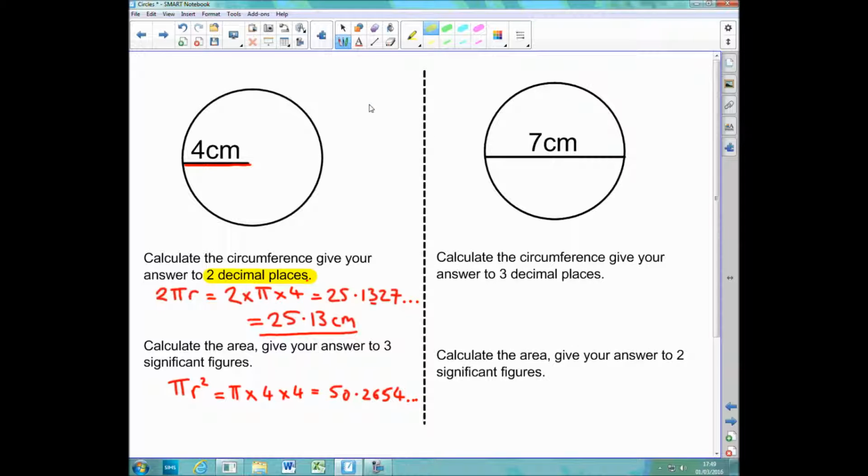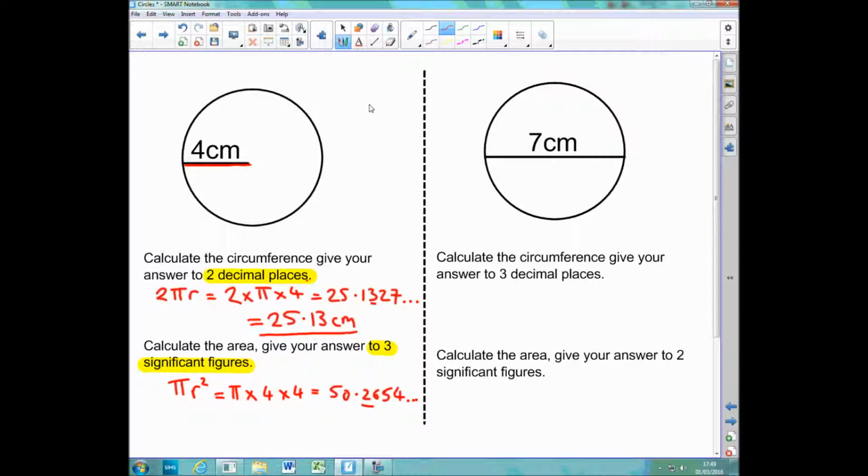Okay, so this time your question's asking to give your answer to 3 significant figures. Now, what that means is that instead of counting the decimal places, we're going to start counting from the very first number, this 5. And we can see that the third significant figure is 2. It's the third digit that appears in our number.